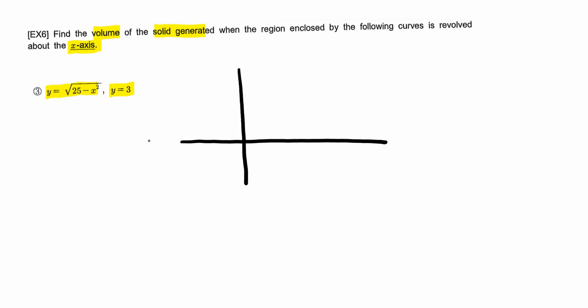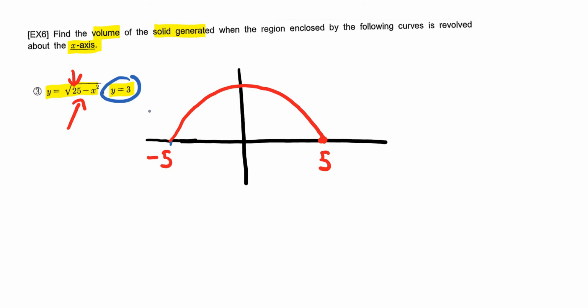This guy right here is half a circle, so it looks kind of like this. The full circle would be all the way around, but it's only half of it. And since there's a 25 there, I know that this is going to be -5, and this is going to be 5. So the radius of the circle is 5 because of the 25. And then we have a horizontal line of y equals 3. So y equals 3 looks like that.